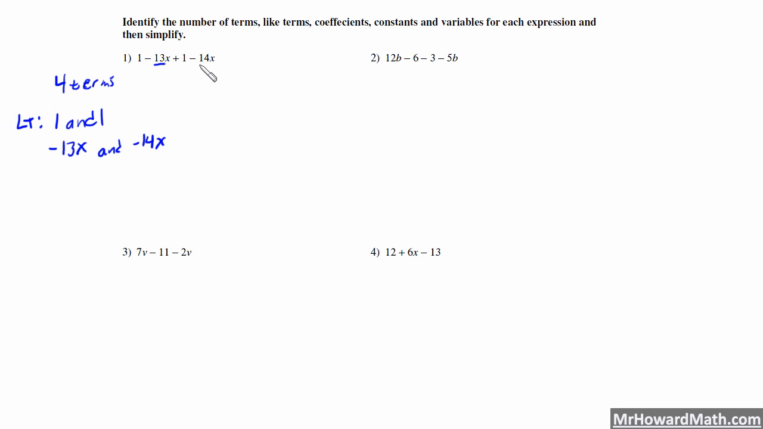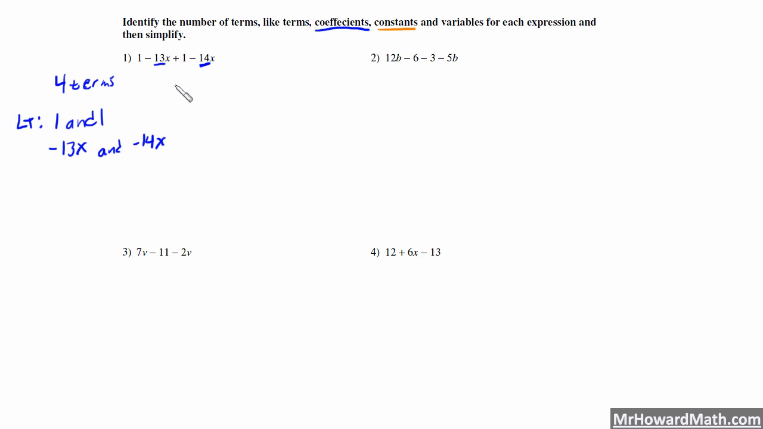13 is a coefficient and negative 14 is a coefficient. I should call this a negative 13, right? Negative 13, negative 14. Those are coefficients. All right, constants. Constants in this case would be 1 and 1. So to make this easy, we'll underline coefficients in blue and we will underline constants in orange there. Okay, identify the variables.